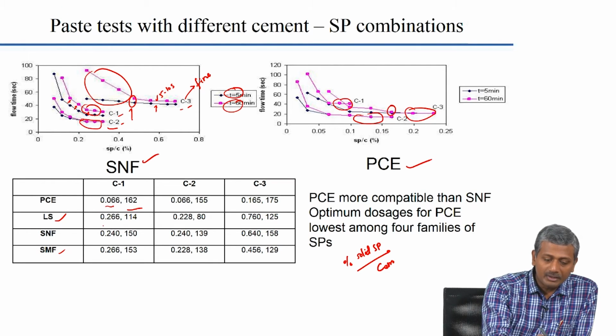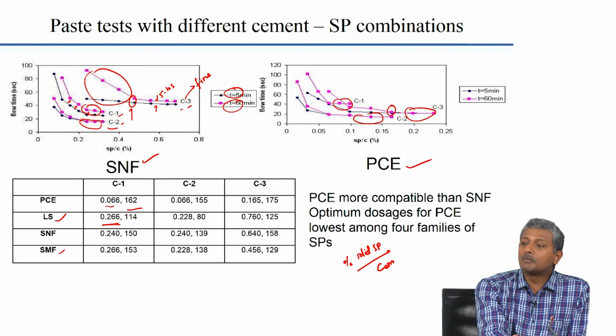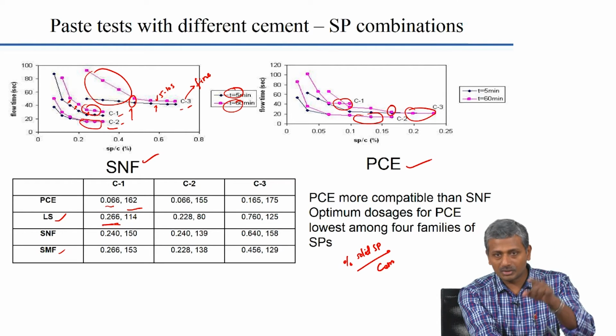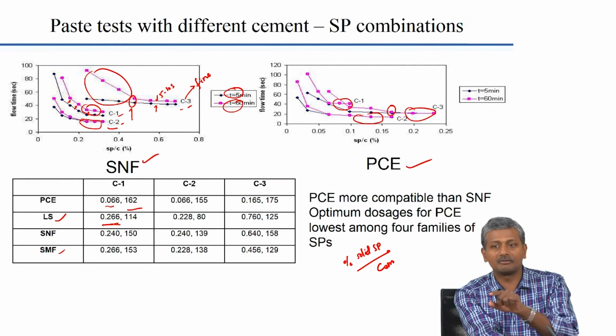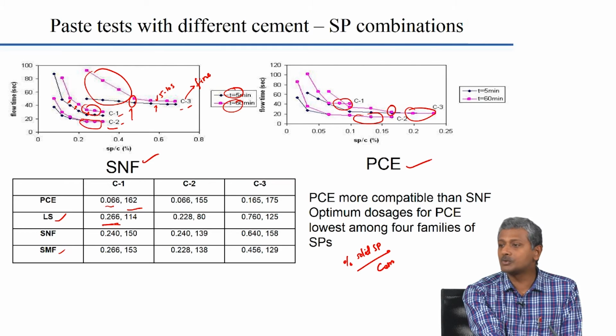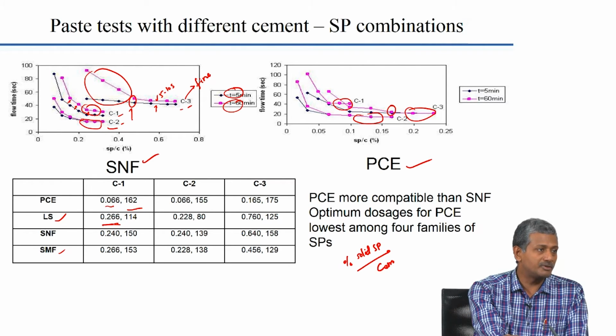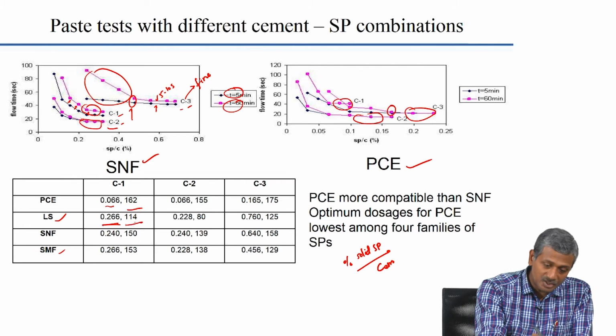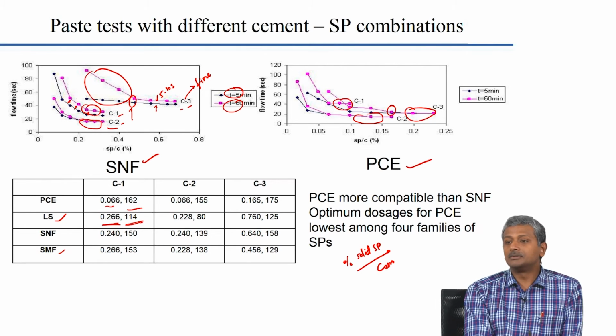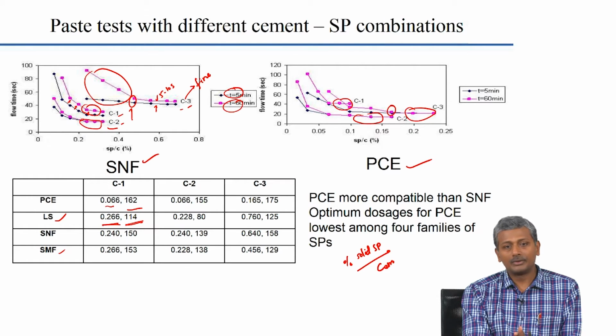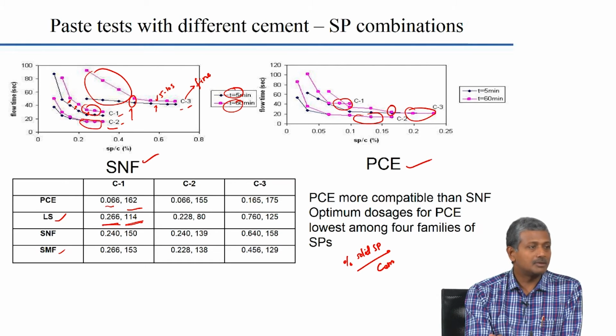For lignosulfonate, your optimum dosage, that means at which you start seeing the saturation in the curve being attained, is about 0.266 percentage. That means you are more than 4 times the dosage of your PCE. But in spite of that, the mini slump spread that you get at that optimum dosage is only 114. What does it tell you? Even at saturation, your effectiveness is reduced considerably when you are changing from PCE to lignosulfonate.